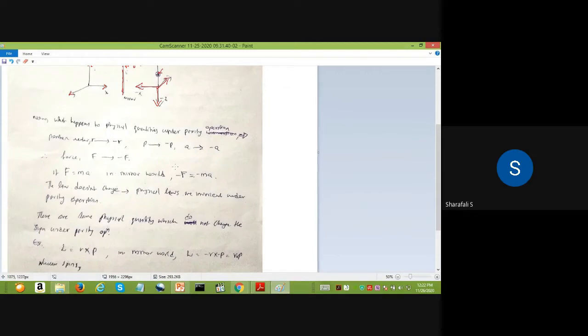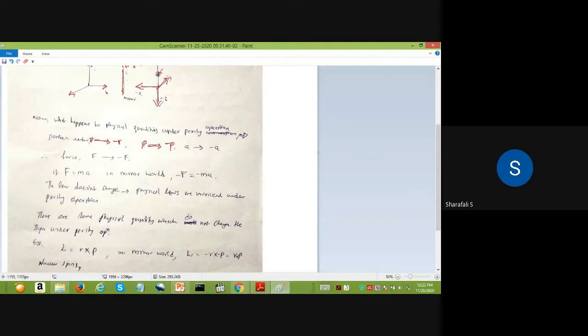But remember, physical laws are invariant under any parity operation. For example, the position vector is a physical quantity. It will change from R to minus R under parity operation. If you do a parity operation on momentum, that will change to minus P, because momentum is an operator dependent on the derivative with respect to x and all those things. So it will change to minus P.